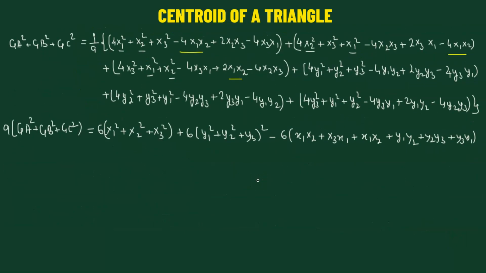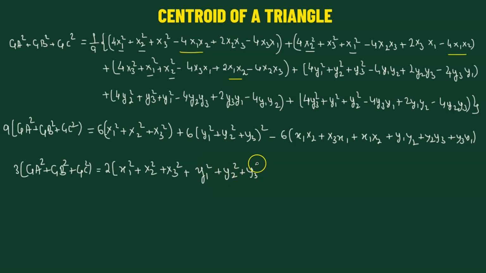Now finally, we're going to divide each term by 3 on both sides. So we're going to get 3 times (GA squared plus GB squared plus GC squared) equals, so this was 6 divided by 3, that's going to be 2. So we had 2 times (x1 squared plus x2 squared plus x3 squared). And we also have 6 divided by 3, so that's going to be 2. So we'll also take 2 as the common factor to get (y1 squared plus y2 squared plus y3 squared). Fine.